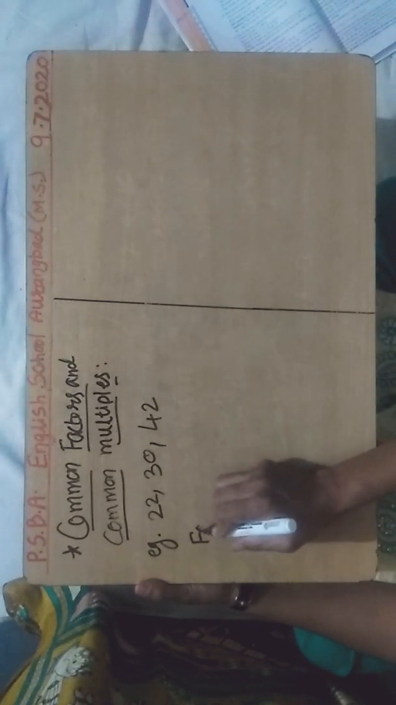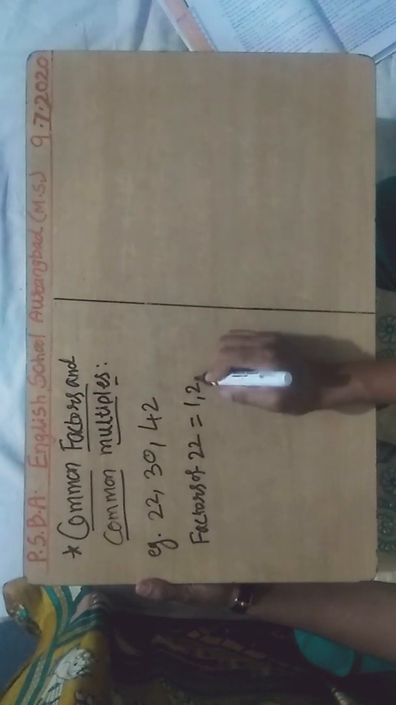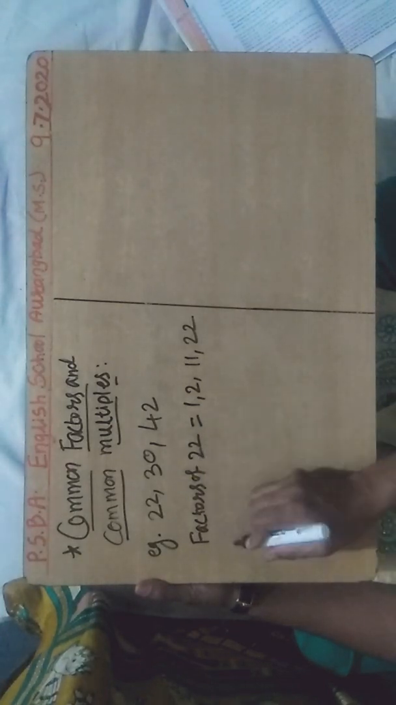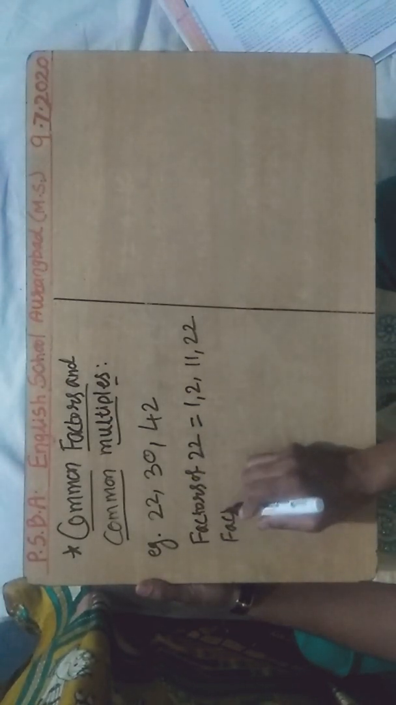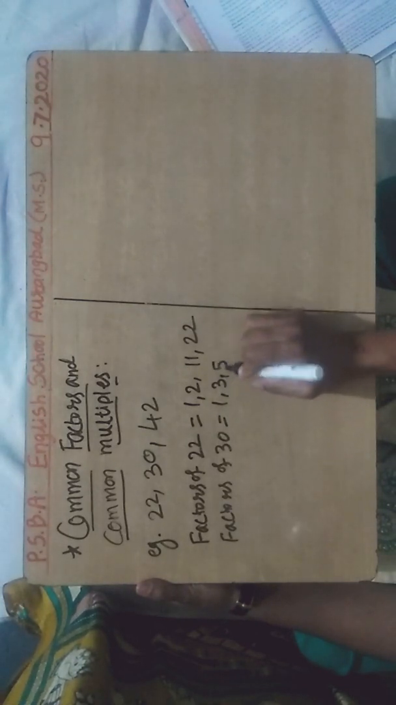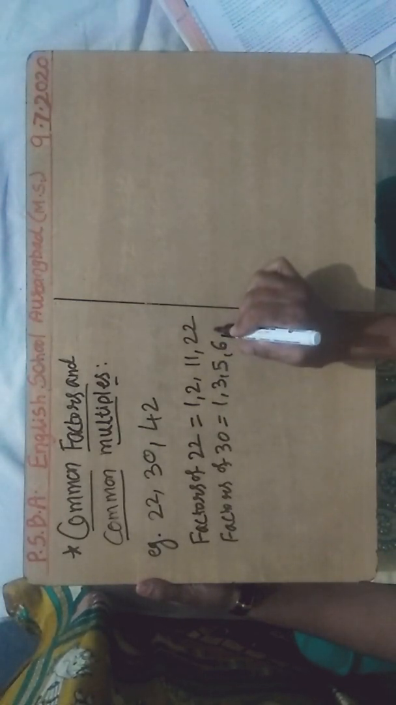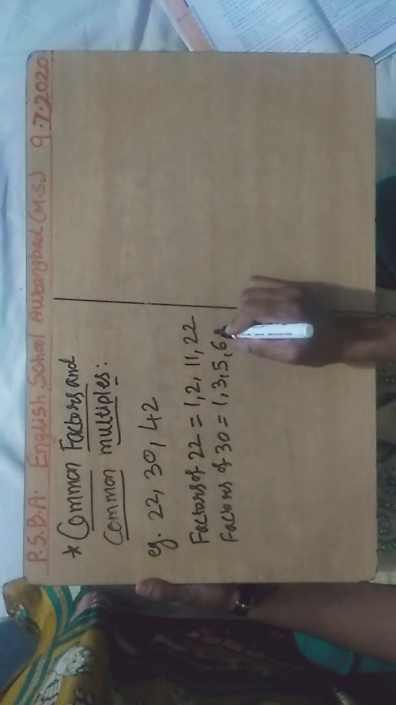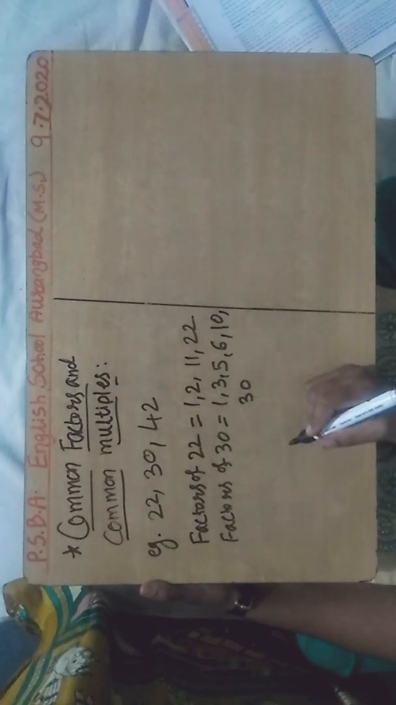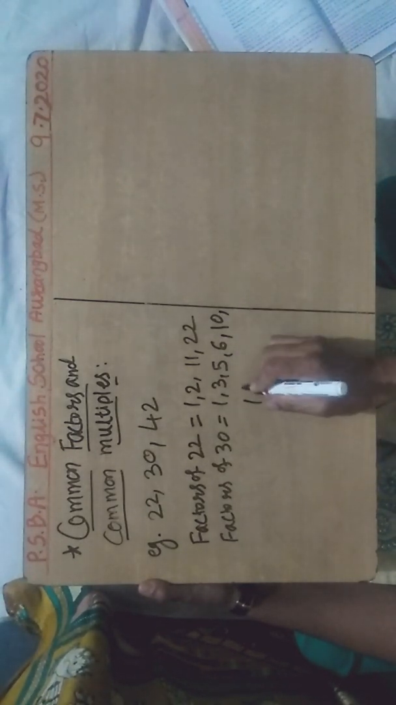So first we will find the factors of 22 are 1, 2, 11 and 22, right? Now factors of 30 are 1, 3, 5, 6, then 10 and 30. Okay, now one more is there, 10, 15.